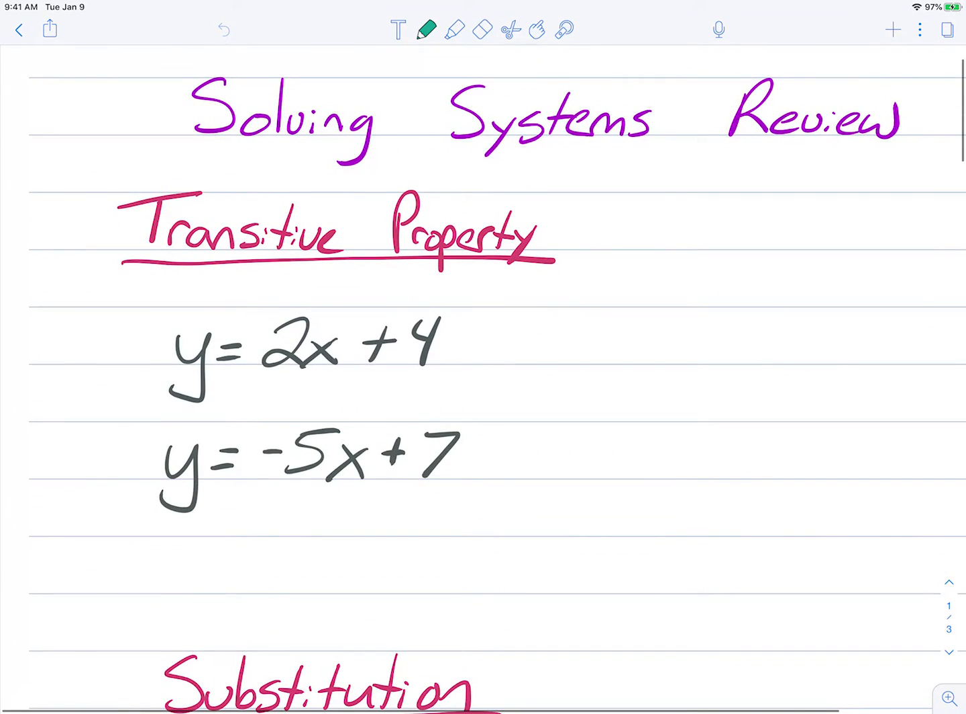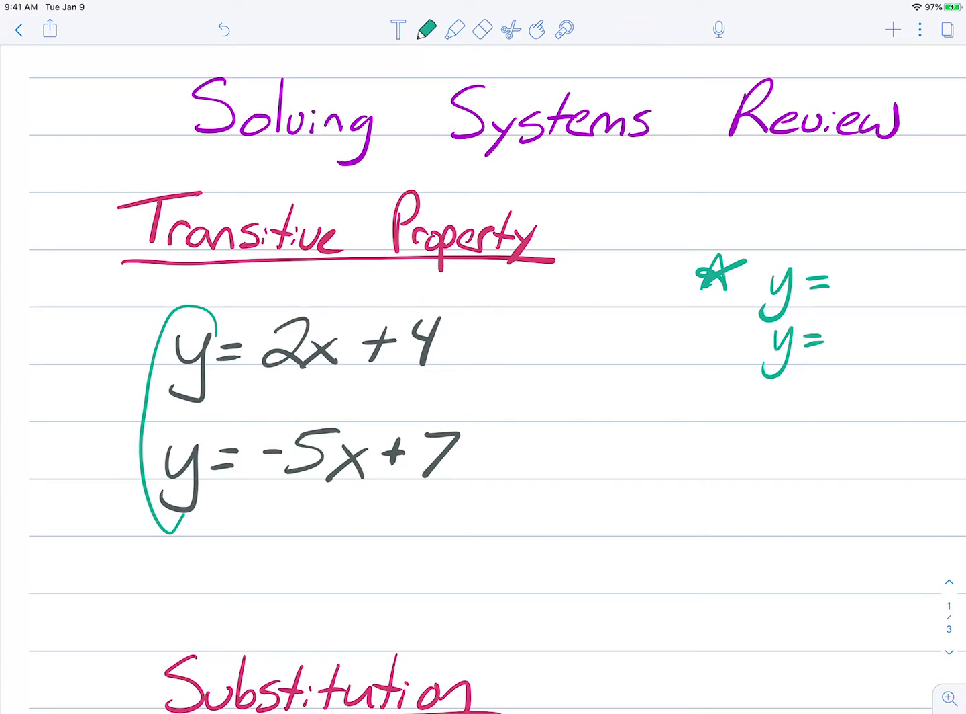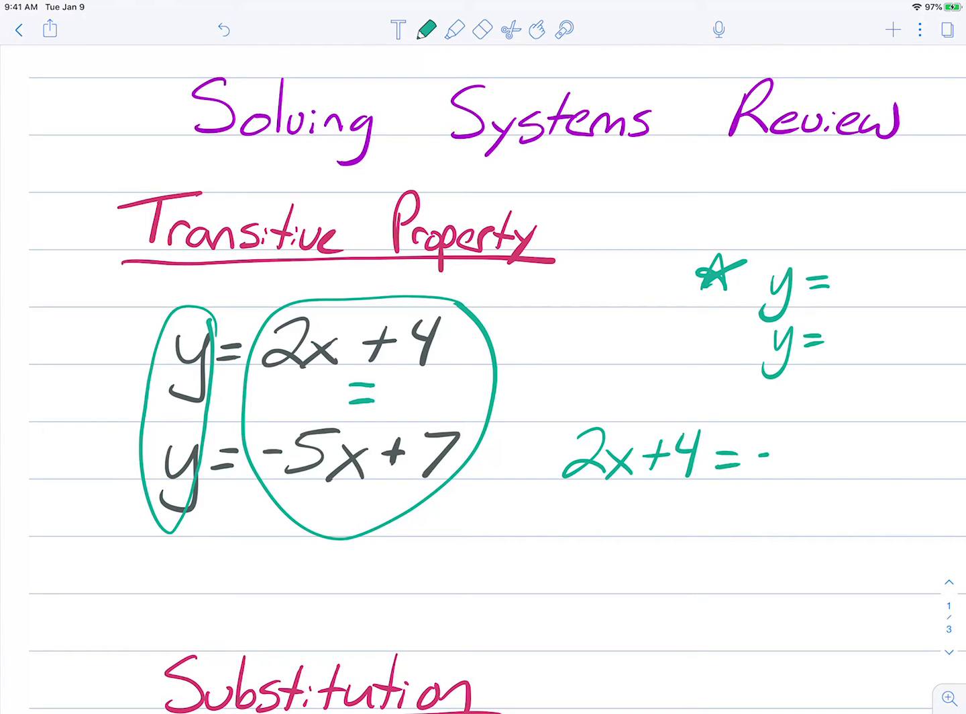So for instance, using the transitive property, if you see that both equations say y equals something, then you're going to use that transitive property. Because if they both equal y, then they equal each other. So you end up getting an equation where the two sides equal each other. Like the first step of this equation would be 2x plus 4 equals negative 5x plus 7. So if you see where they both equal y, use the transitive property.